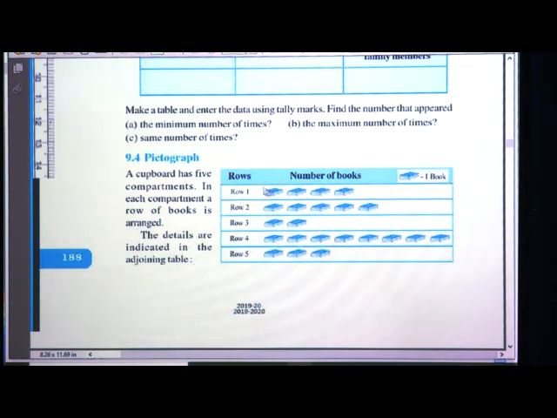You can see a cupboard has 5 compartments, 1, 2, 3, 4, 5. In each compartment a row of books. So, row 1 has how many books? It is given here. These are the rows, these are the numbers of books, and the image or sign of one book indicates one book. So, row 1 has how many books? 4 books. Row 2 has 5 books. Row 3 has 2 books, and row 4 has 8 books, and row 5 has 3 books. Okay.